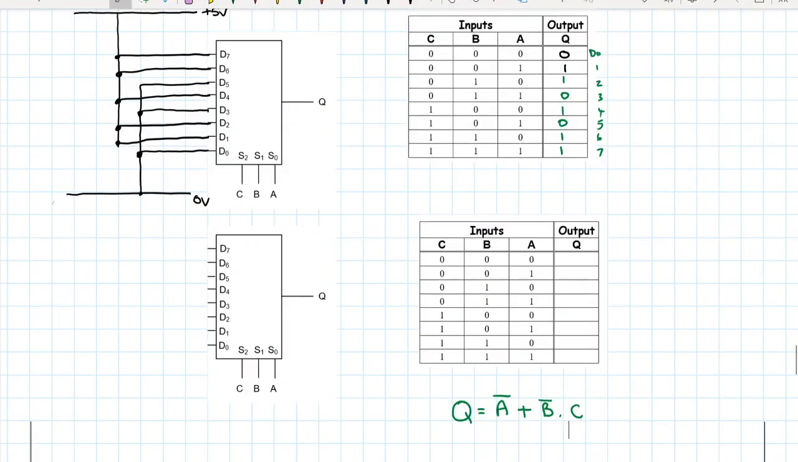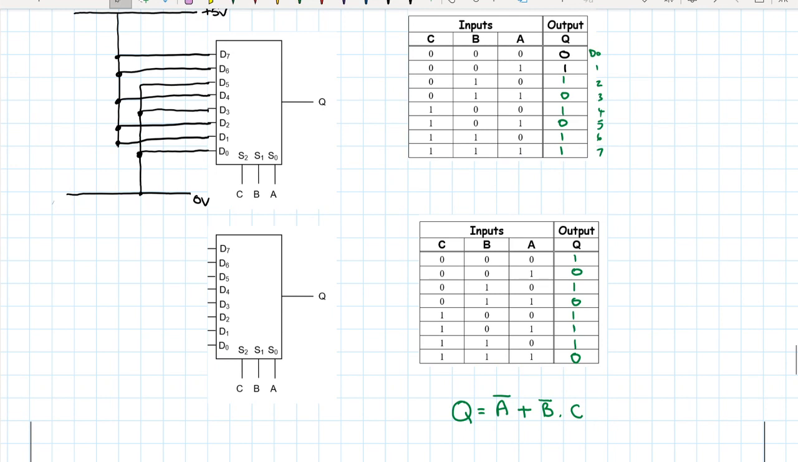So we've got this expression here. From that expression, we can then complete the truth table. So whenever not A is high, we're going to get a 1. So we get a 1, 1, 1. So there's all our not A's, giving us 1. And then when we've got not B, and C, we're going to get a 1. So we've got a 1 there. There's our truth table complete.